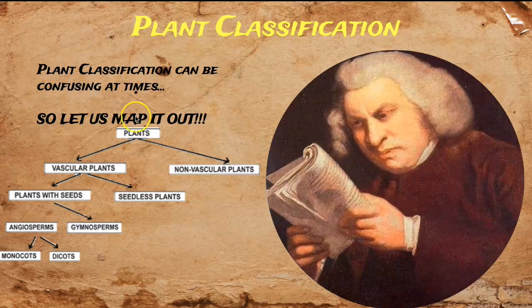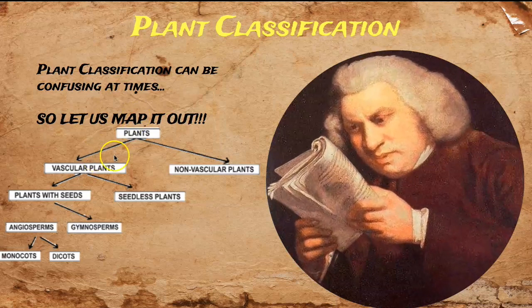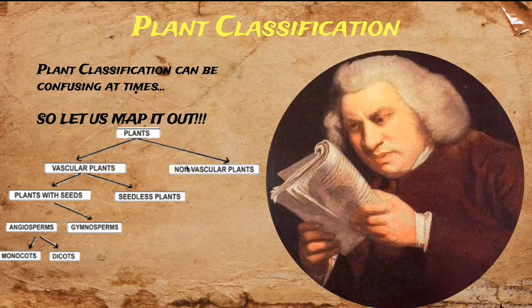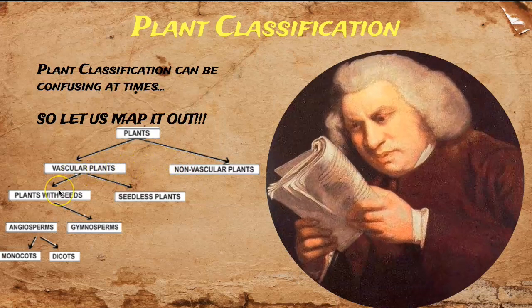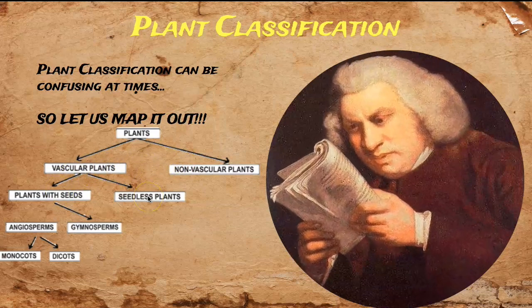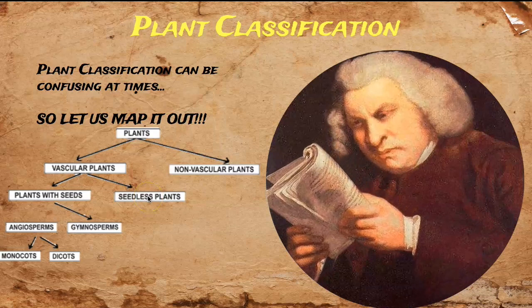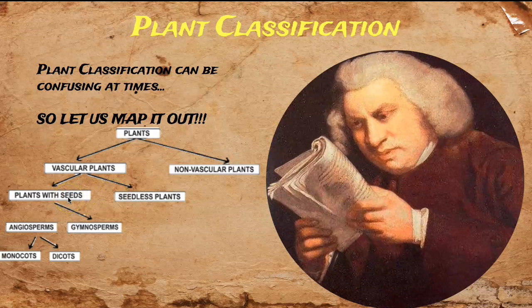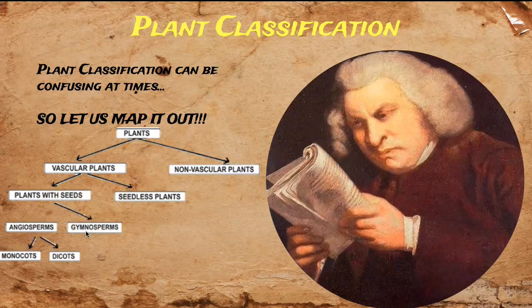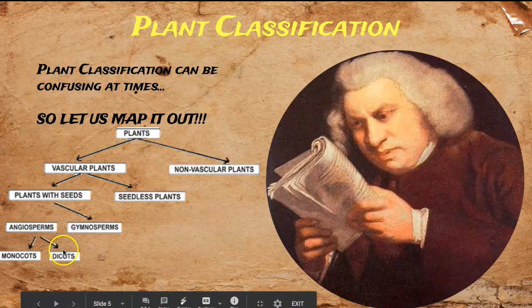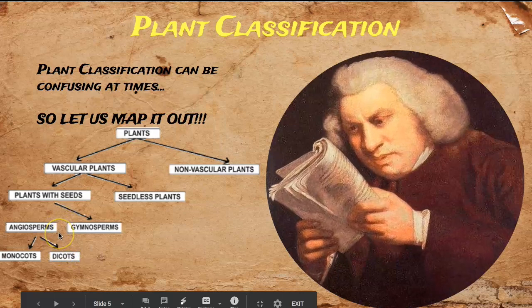We're going to be talking about how plants are either going to be vascular or non-vascular. That's going to be the broadest categories. And then from those broad categories, we're going to kind of narrow it down to plants with seeds and seedless plants, which again is still a broad category. From there, we're going to narrow down those plants that do have seeds into types known as angiosperms and gymnosperms. And then last but not least, we're going to look at these angiosperms, whether they're a monocot or a dicot. And this should all make sense by the end of this video.